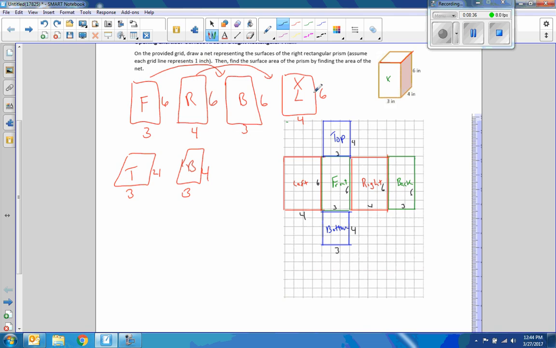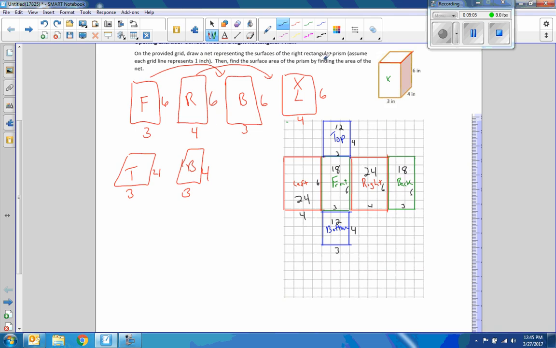Okay, I can simply just count the squares. 1, 2, 3, 4, 5, 6, 7, 8, 9, 10, 11, 12. But area is length times width, which is 3 times 4. So the top area is 12. The bottom area is 12. The left is 4 times 6, which is 24. If you want to take the time and count the squares, you'll get 24. 3 times 6 is 18. 4 times 6 is 24. And 3 times 6 again is 18.